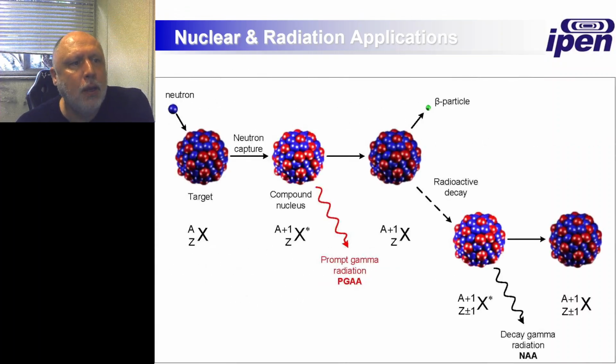Okay? So the concept: the neutron reaches a target, you capture the neutron, there's a compound nucleus, right? And this nucleus emits a prompt gamma. So it's a neutron-gamma reaction, right? This gamma, in fact, is produced during the irradiation. So there is a technique that uses this gamma. I'll come back to it in just a second.